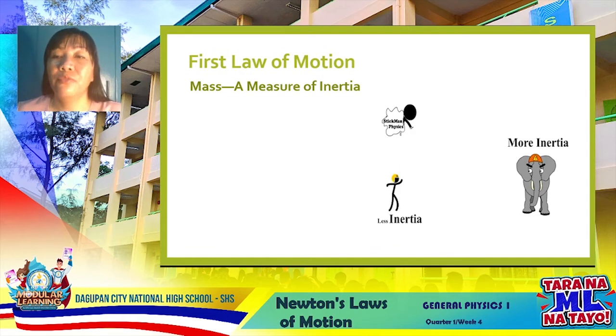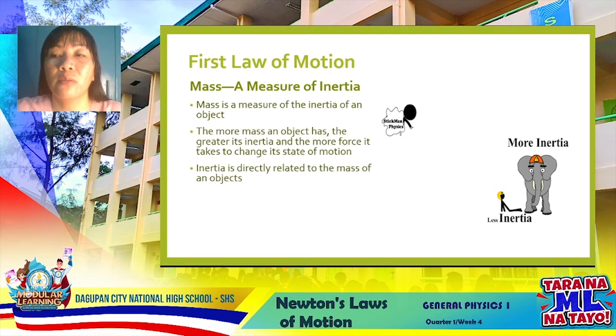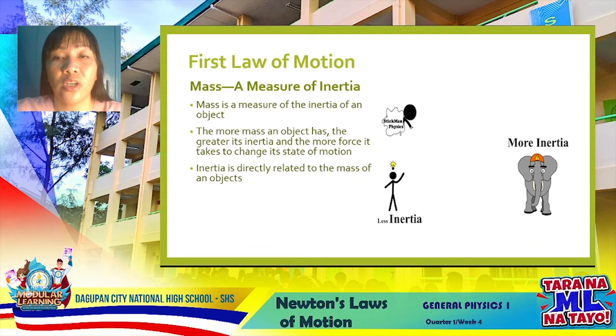The amount of inertia an object has depends on its mass, which is roughly the amount of material present in the object. Mass is a measure of the inertia of an object. The more mass an object has, the greater its inertia and the more force it takes to change its state of motion. Inertia is directly related to the mass of an object. For instance, an 80-kilogram human has a whole lot less inertia than a 3,000-kilogram elephant. The elephant takes a lot more force to start or stop moving.